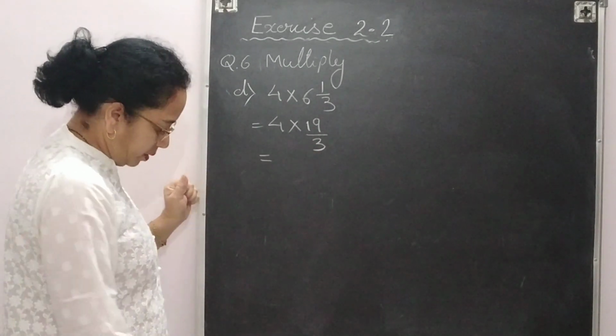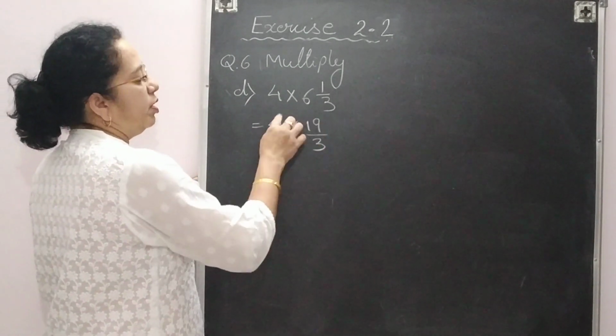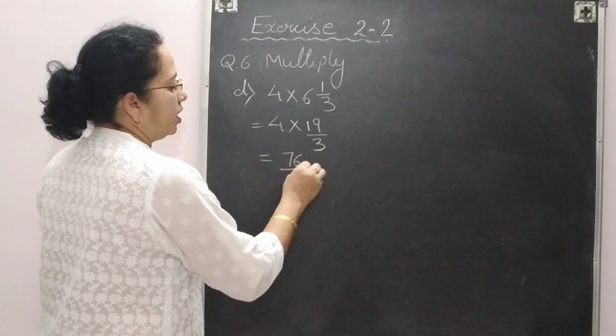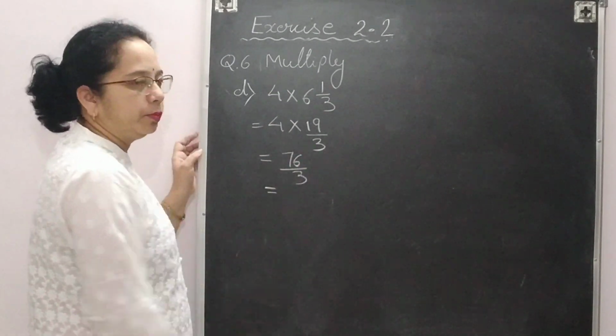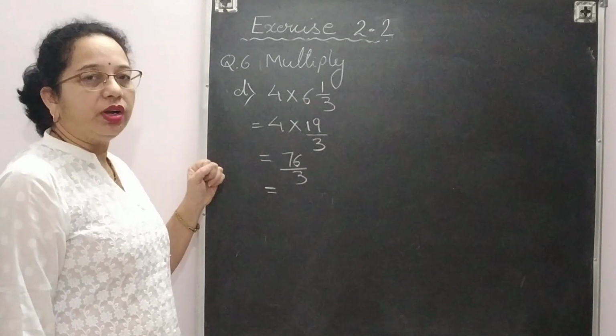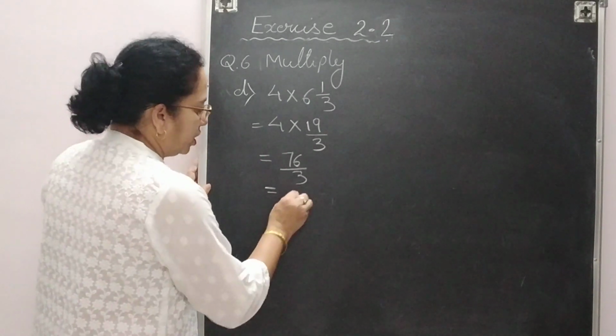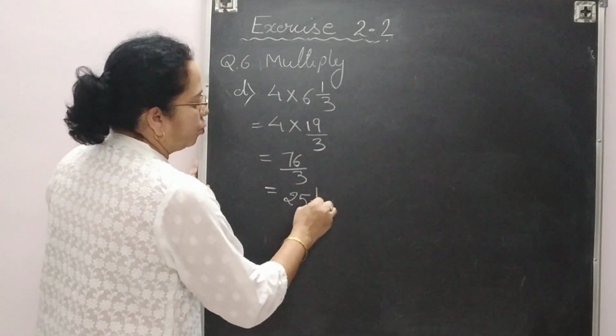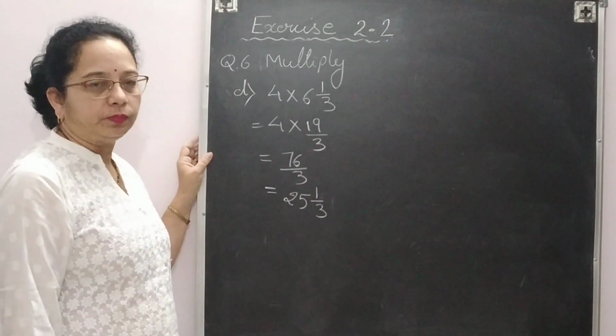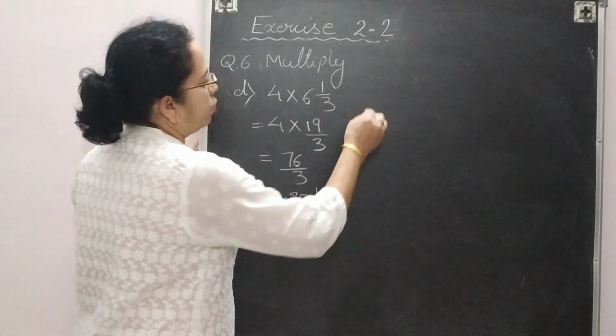Can we convert into simplest form? No. So we will multiply numerator with numerator. So 76 upon 3. Now we will convert into a mixed fraction and this will give you 25 and 1 by 3. Let me take one more example.